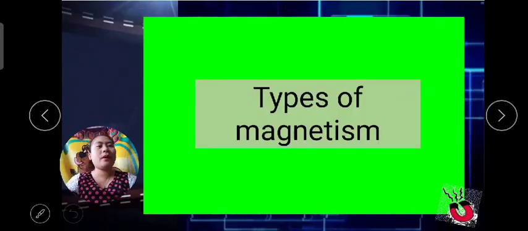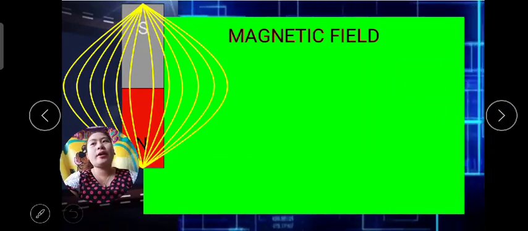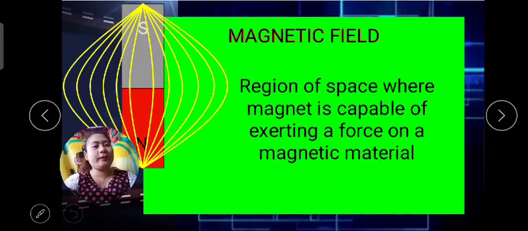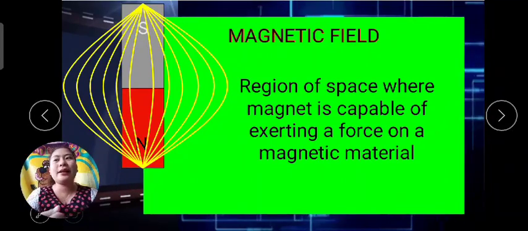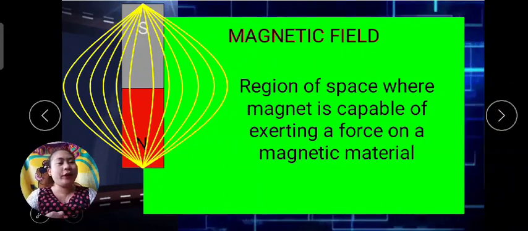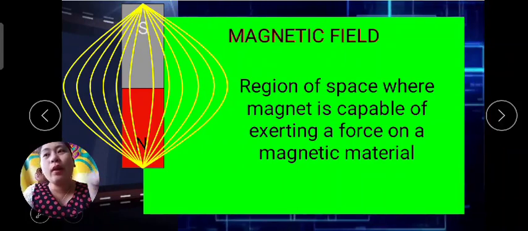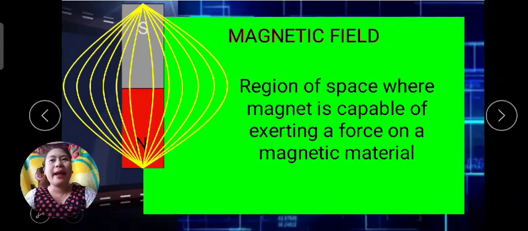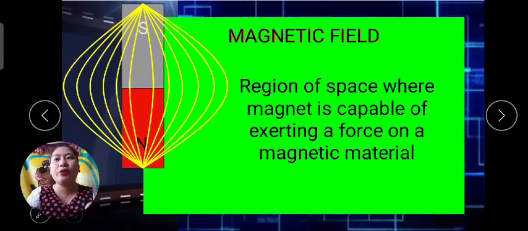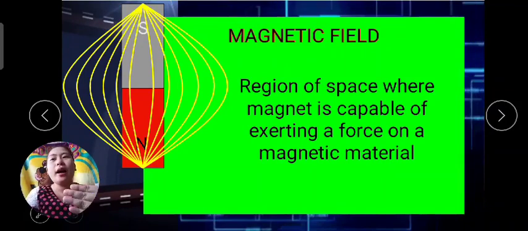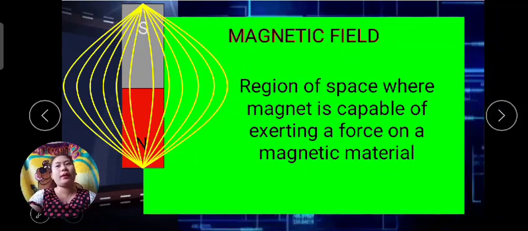Next, we also have the types of magnetism. But before that, let's first know magnetic field. Pag sinabi nating magnetic field, region of space where magnets is capable of exerting a force on a magnetic material. So, as you can see, we have here the yellow one. The yellow one surrounds a magnet. We call that one as magnetic field. Okay, the magnetic force exerted in the region around the magnet is the magnetic field. This allows magnets to interact without touching.